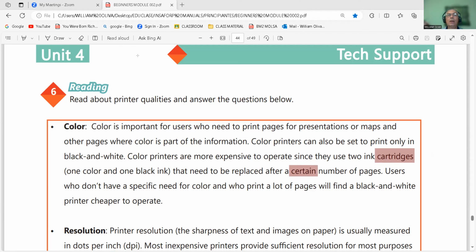Very good. Let me read these two words. Cartridge. Repeat after me, Jessica. Cartridge. Cartridge es la, ¿cómo se llama? Cartucho. El cartucho, exactly. Cartridge.